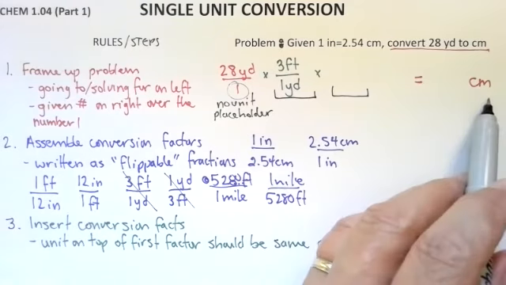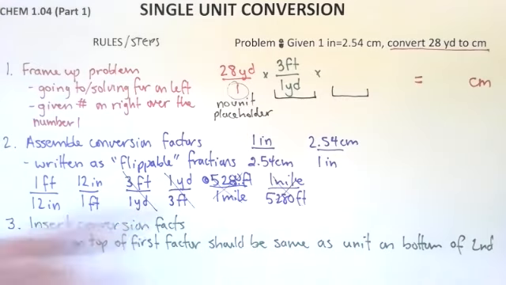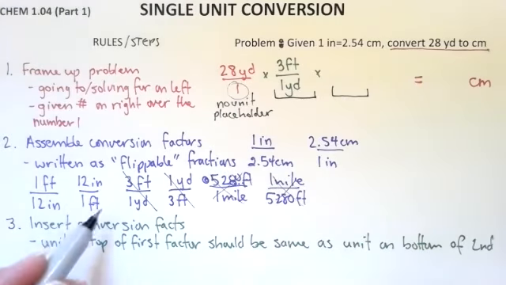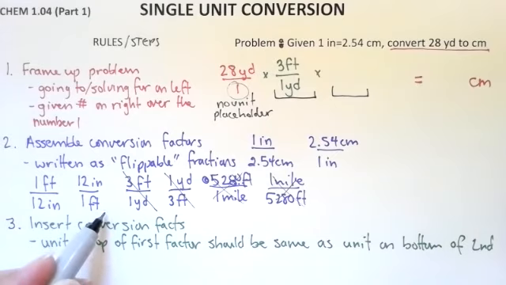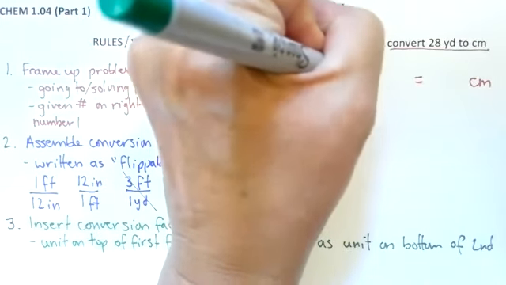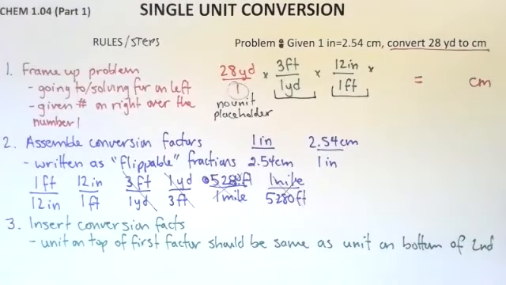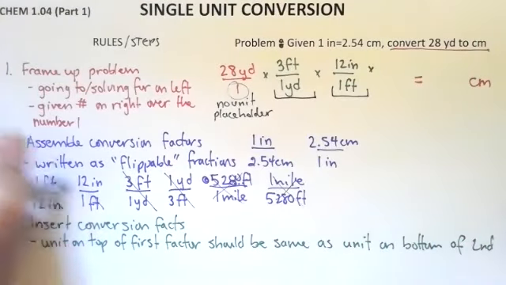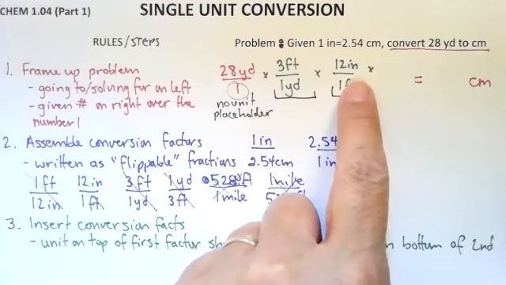Well, I'm going to centimeters. I'm going to something really small. So we're just going to toss this guy out. That's not really going to work for us. But this one will. If I have feet on the top, I want to do this one that has feet on the bottom. So it's going to be 12 inches over 1 foot. And we're done with that, so I'll cross that out. All right, so now I've gone from yards to inches.